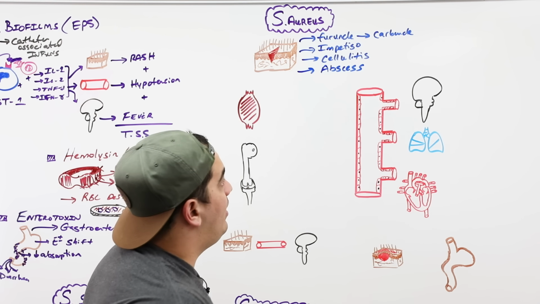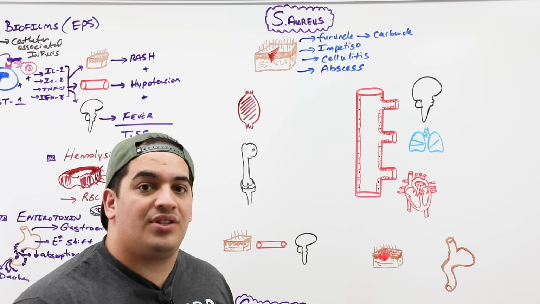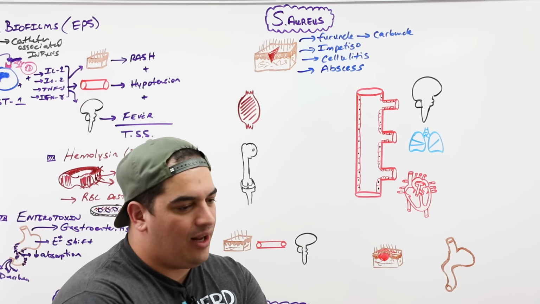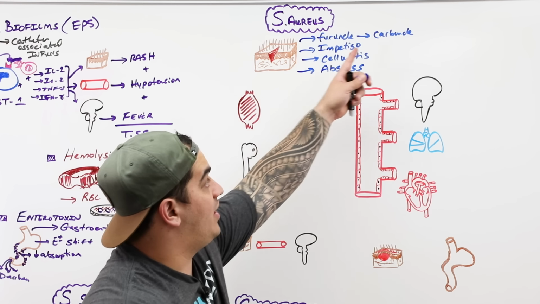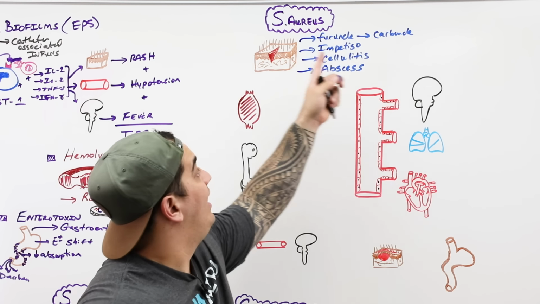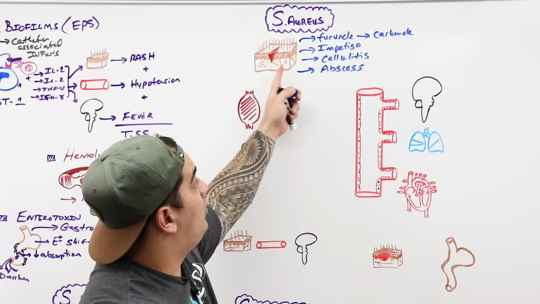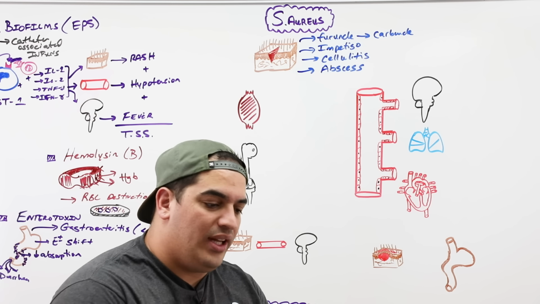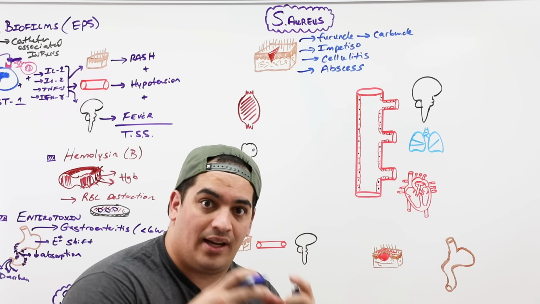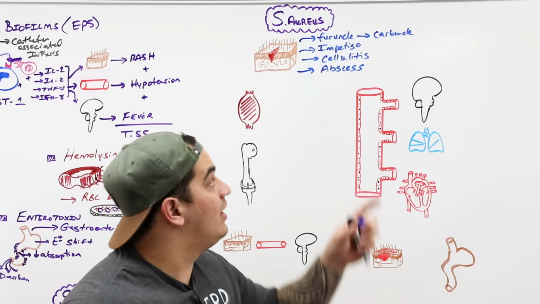Okay, so big things to remember: skin and soft tissue infections. Again, infection of the hair follicles, particularly furuncles, potentially becoming a carbuncle. Infections just of the epidermis, like impetigo. Infections of the dermis, like cellulitis. And then if you get a walled-off infection containing cellular debris, bacteria, and white blood cells, this can lead to an abscess.